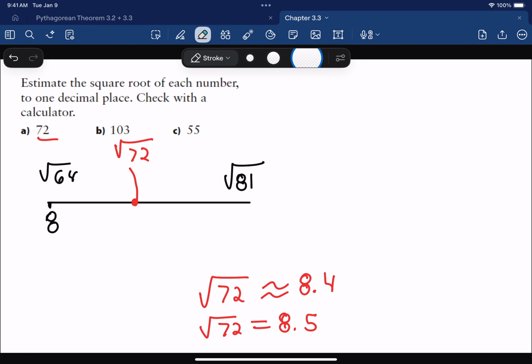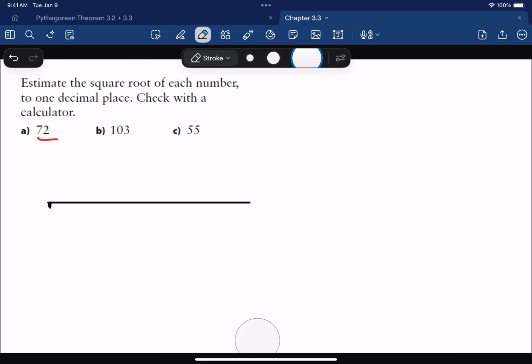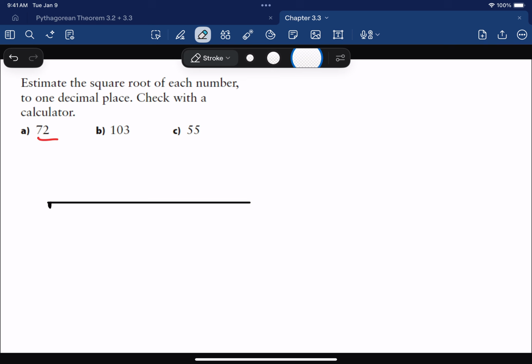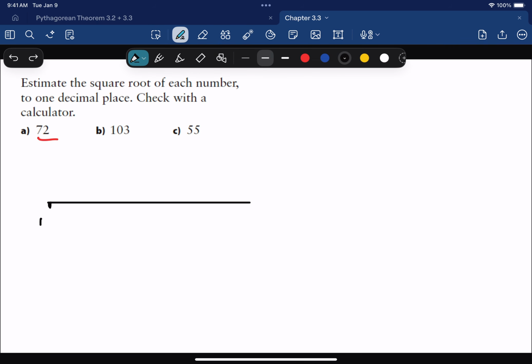103. So let's just clear up here. Keep our line. Okay, so let's take 103. I can think of 10 times 10, which is 100. And then on this side, we could do 11, right? 11 times 11 would be 121.